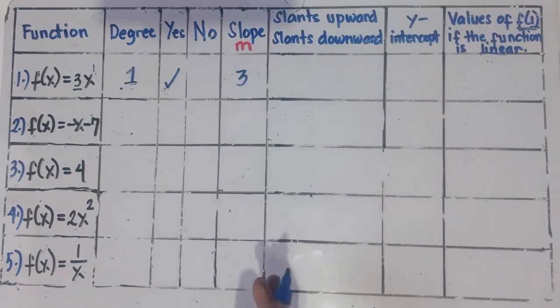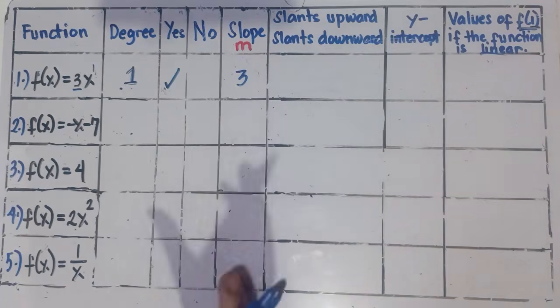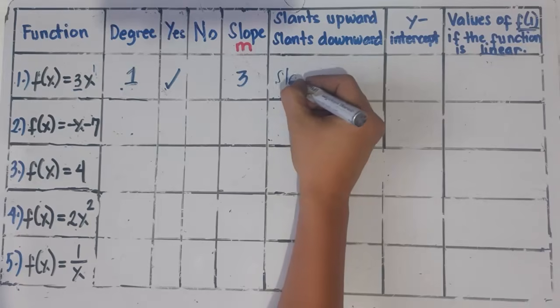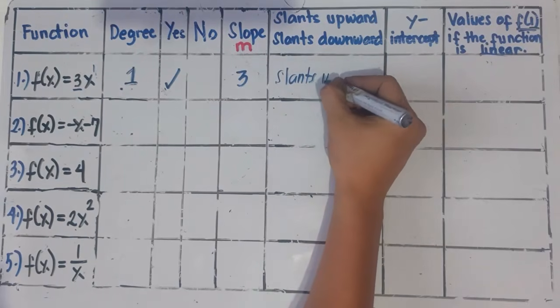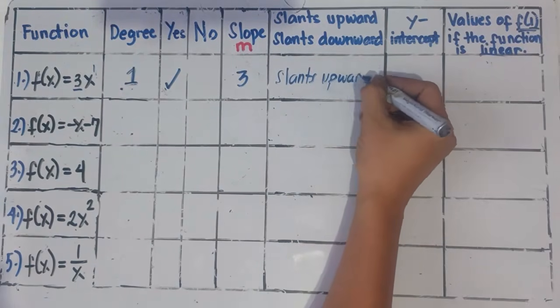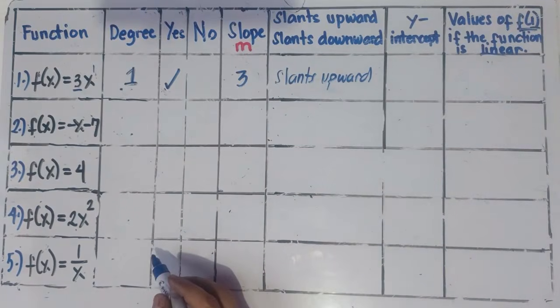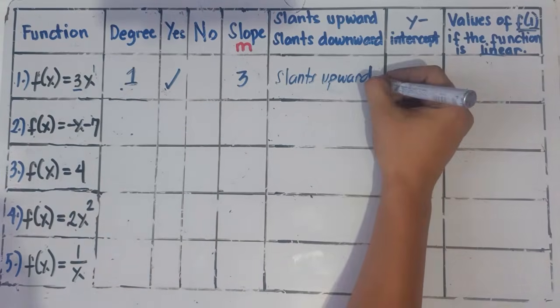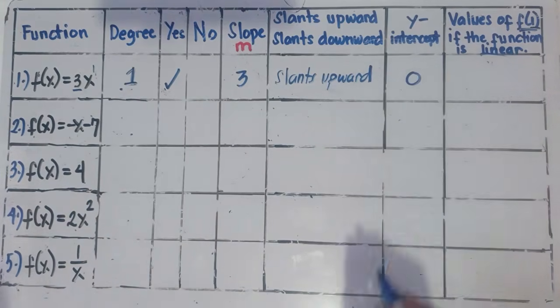Now if you have a positive slope, therefore the graph slants upward. Once again, class, if you have a positive slope, the graph slants upward, rises left to right. So that would be slants upward. And then the y-intercept, if you don't have a y-intercept, automatic, it will be 0. So therefore, the y-intercept is 0.